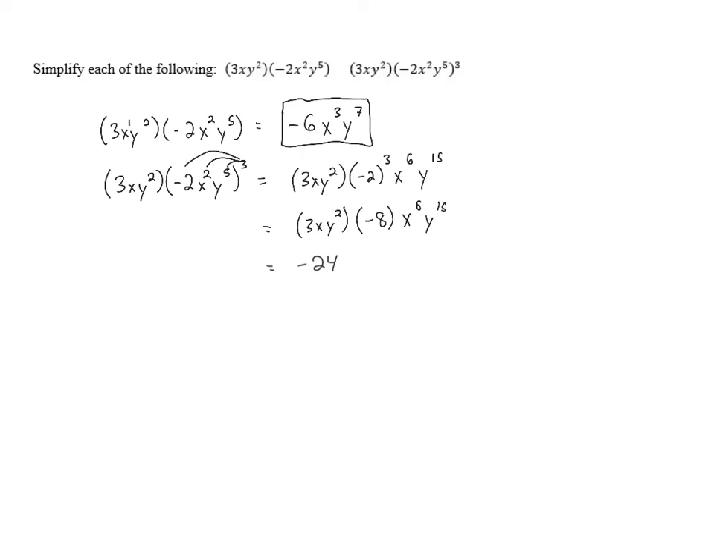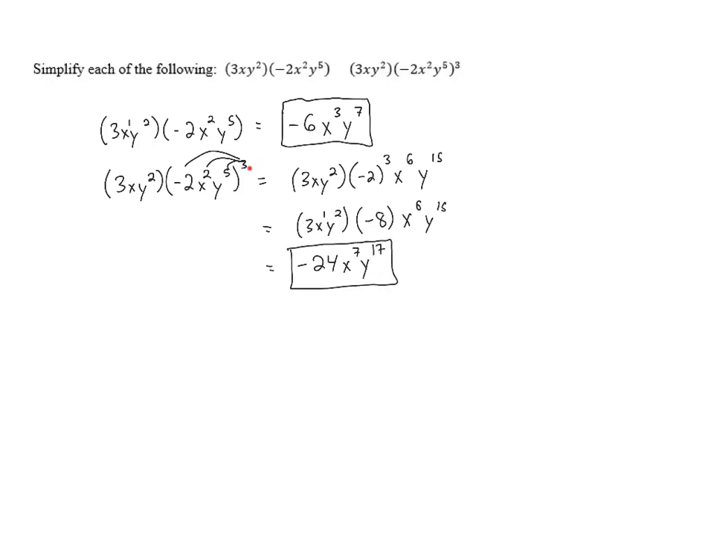If we look at the x's, x times x to the sixth gives us x to the seventh, because we're adding the exponents, and that first x has an invisible 1 exponent. And then if we look at the y's, we've got y squared times y to the 15th. We add those exponents, and we get y to the 17th. So this one has a final answer of negative 24, x to the 7th, y to the 17th.